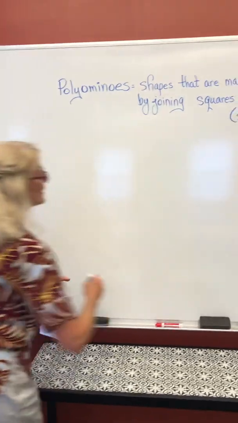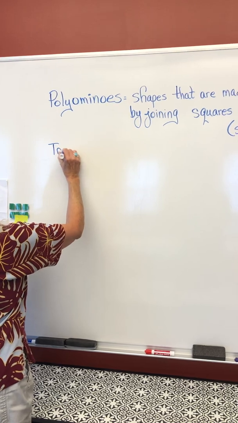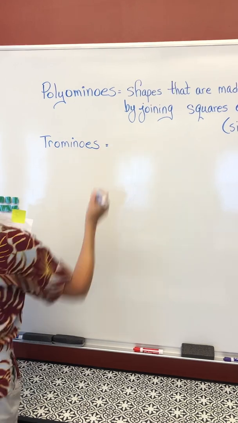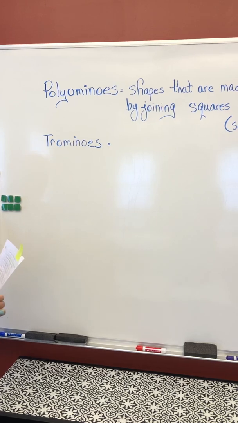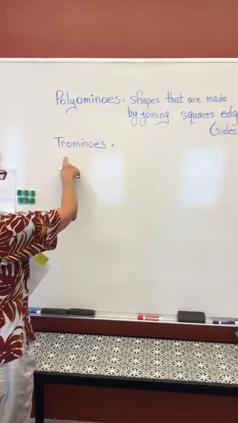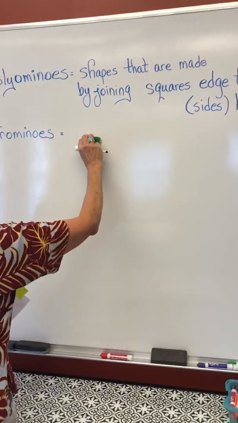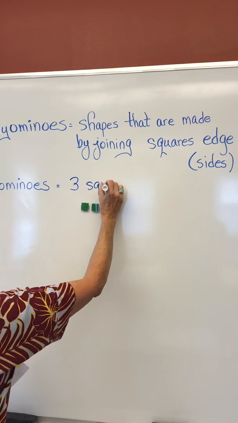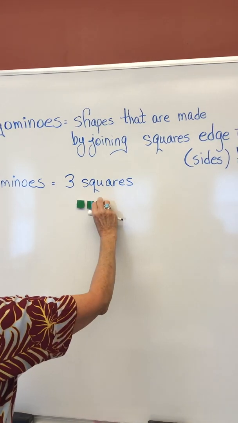So I'm going to write the name up here when we have three squares together. Those are called trominos, right? The tro is a little variation of tri, and you've heard that prefix before from the Greek and the Latin, meaning three, okay? So this is going to be three little squares that we're going to join. So I'm going to put those over here. Actually, let's write that down here. Three squares, okay? And what we're going to do with this is find out how many different shapes we can make.